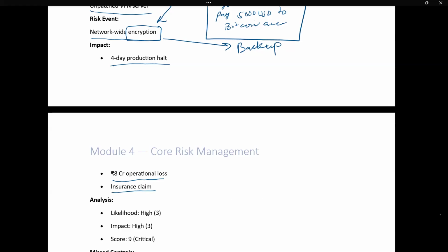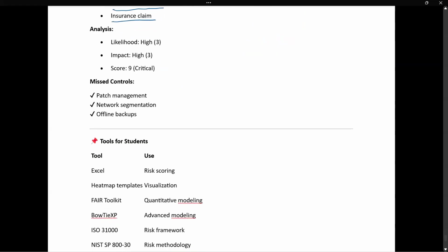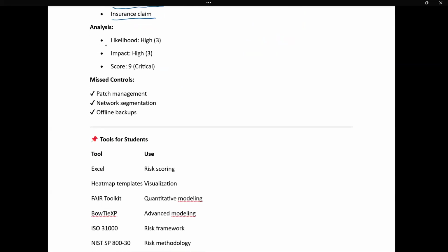So now let's talk about the analysis. We will understand the risk assessment. Likelihood of ransomware is very high. It might always happen. There are some companies and state-sponsored agents who are looking to perform these kinds of attacks. Impact is also high, so the score comes out critical. That means this is something you cannot ignore.